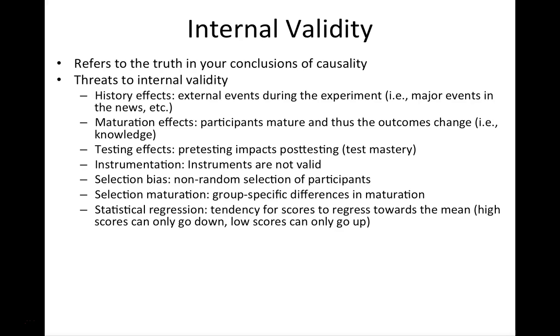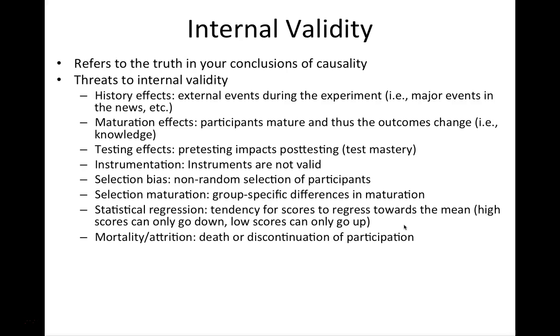Statistical regression, or what's called regression to the mean. This is a tendency for scores to regress towards the mean. So when you measure them one time and then you measure them again, they tend to regress towards the mean. And this refers to the reality that high scores can only go down, low scores can only go up. And so are the changes that you're seeing real changes that are impacted by your independent variable, or are they just the natural movement of scores?